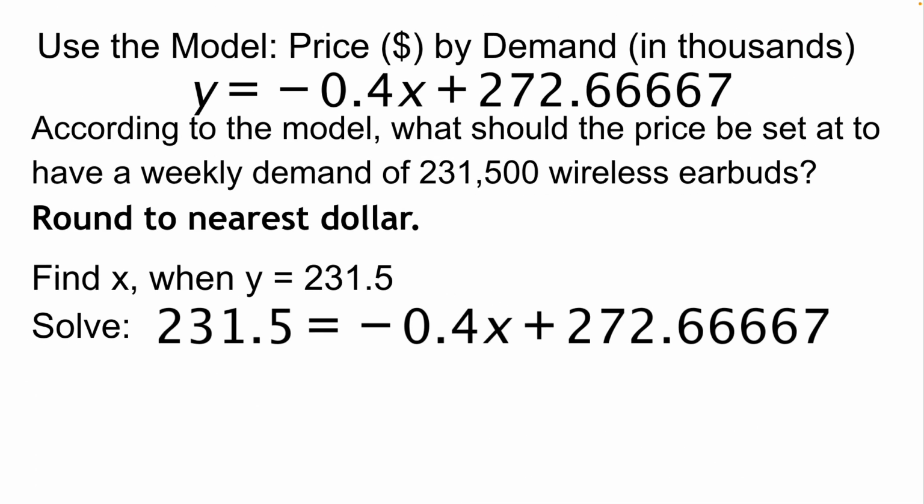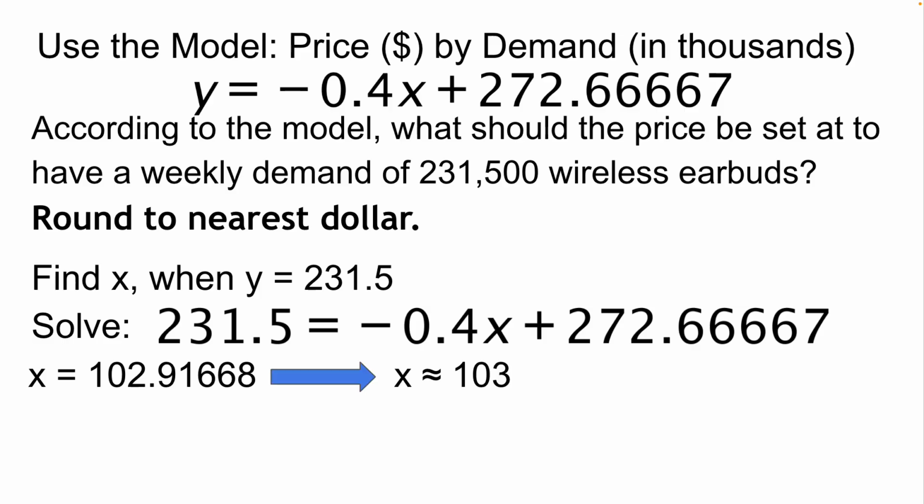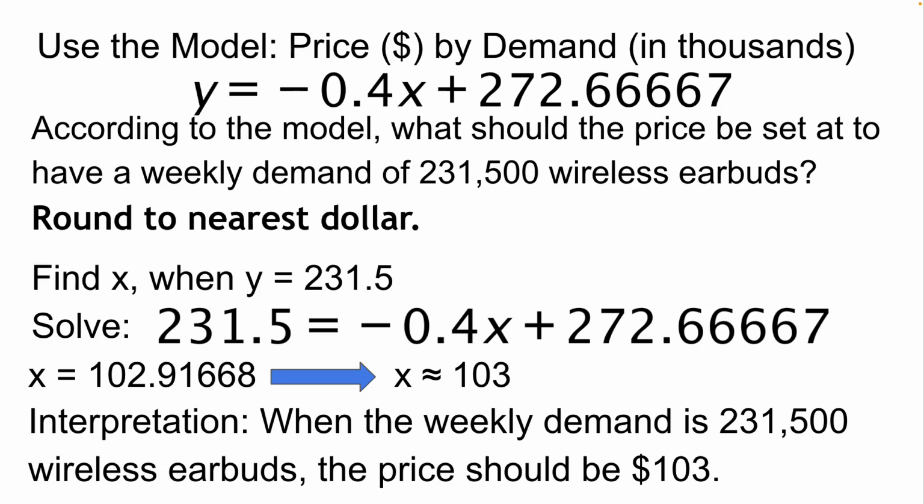We used Desmos to solve this equation, and we found that the left and right hand side of this equation are equal when x is 102.91668. Since we're asked to round to the nearest dollar here, x would be approximately $103. So this means that when the weekly demand is 231,500 wireless earbuds, the price should be set to $103.